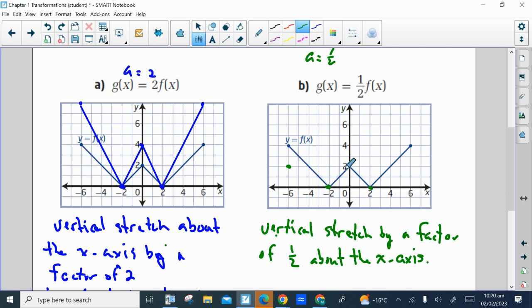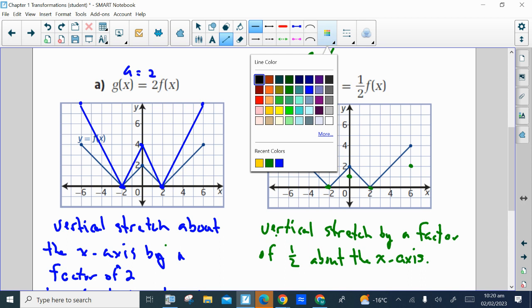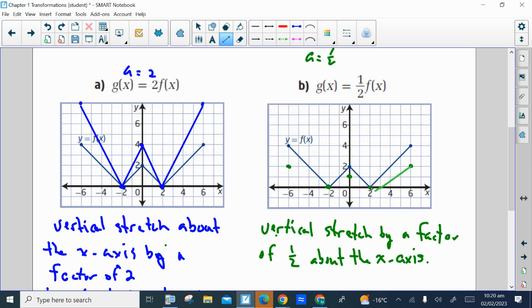This point here has a y value of 2. We'll take 1/2 of that and get 1. This point here has a y value of 4. We'll take 1/2 of that and get 2. So this gives us the points on our new graph after a vertical stretch by a factor of 1/2.